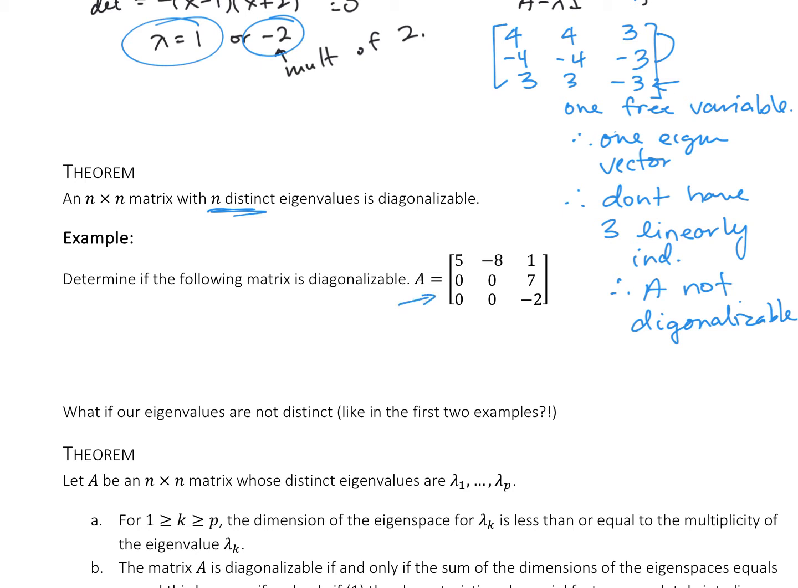So here we have a lovely, it's about time that we had another triangular matrix, which means that our diagonal contains all of our eigenvalues. So this tells us that our eigenvalues are 5, 0, and negative 2. Even though 0 is in there, it's still a number. It's still an eigenvalue. These are all unique. So therefore, it is diagonalizable.